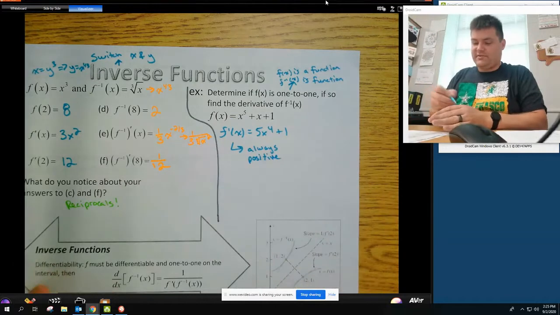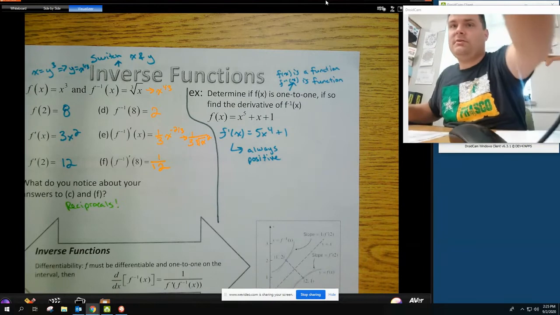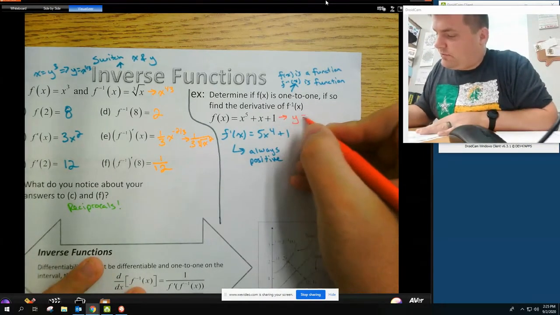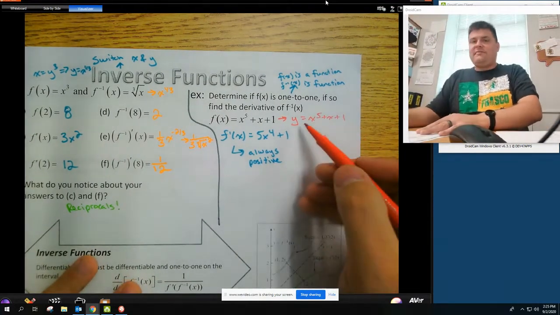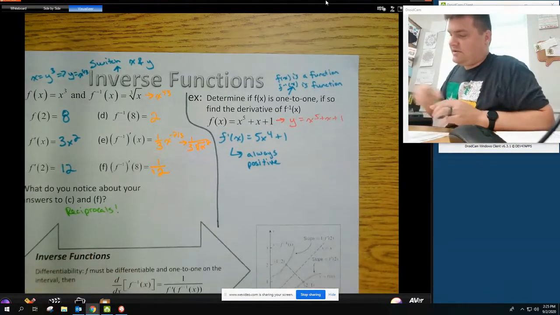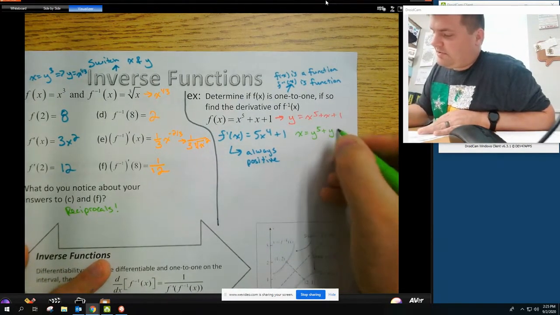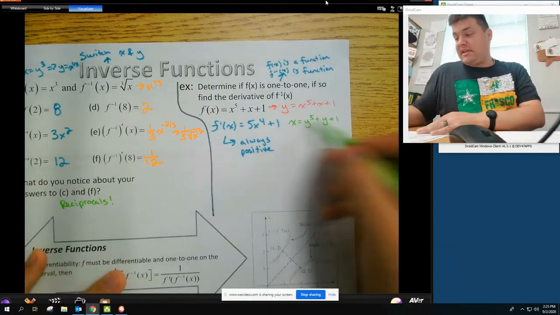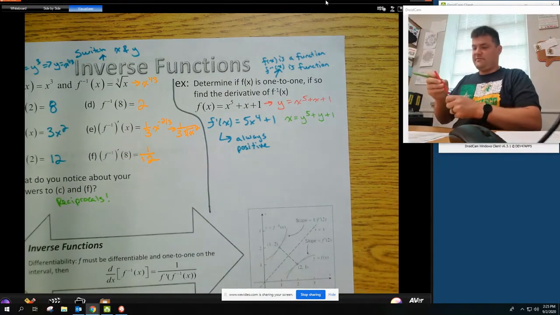So let's go ahead and find the derivative of the inverse. So if I'm giving you this right here, this is the same thing as y equals x to the 5th plus x plus 1. Now, to find the inverse, you need to switch your x's and y's. So you're going to get this right here: x equals y to the fifth plus y plus 1. And then we're going to take the derivative of this because this is the inverse. Okay? So we're going to go ahead and take the derivative of this inverse.